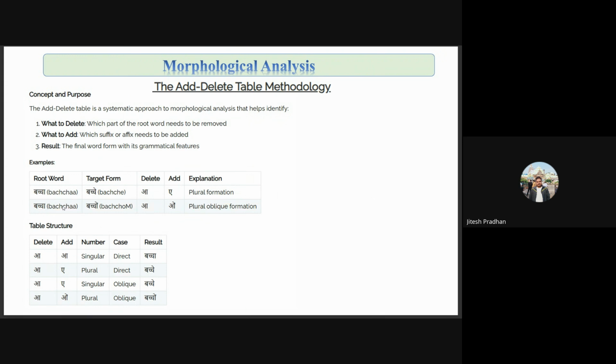Okay, now this bacha, we have deleted the same thing, a. What to delete we have to identify, and what to add we have to identify. We have added on, so it created bachon, but it's the same plural oblique formation. Okay, so table structure, in this case look here, we have to add o. These are singular and plural cases, in direct or oblique case, so it generates bacha, bacche, bachon. So this is the morphological analysis that uses the add delete table methodology.